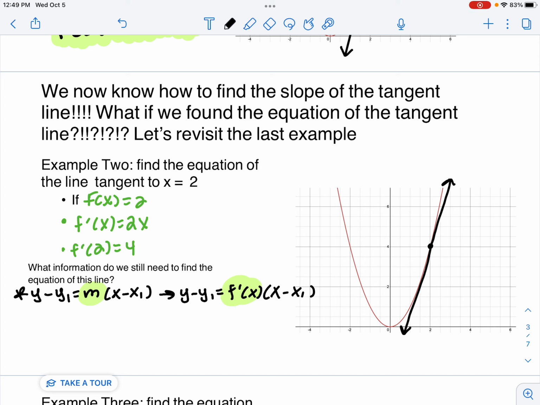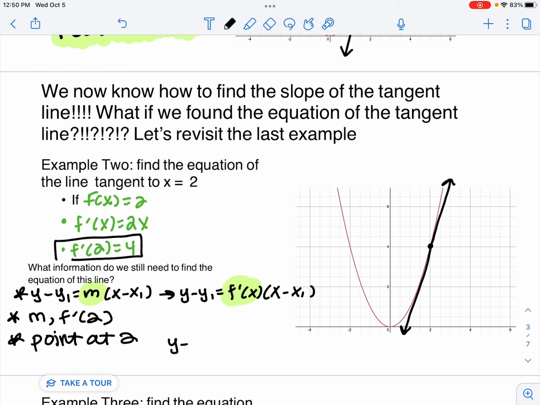So the two pieces of information I need here are m, or in this specific case, f prime of 2, and then the other piece I need is the point at 2. So I need the derivative at 2, and I need the point at 2. We already know what the derivative at 2 is because it's up here. It is 4. So I'm going to have y minus y1 equals 4 times x minus x1.